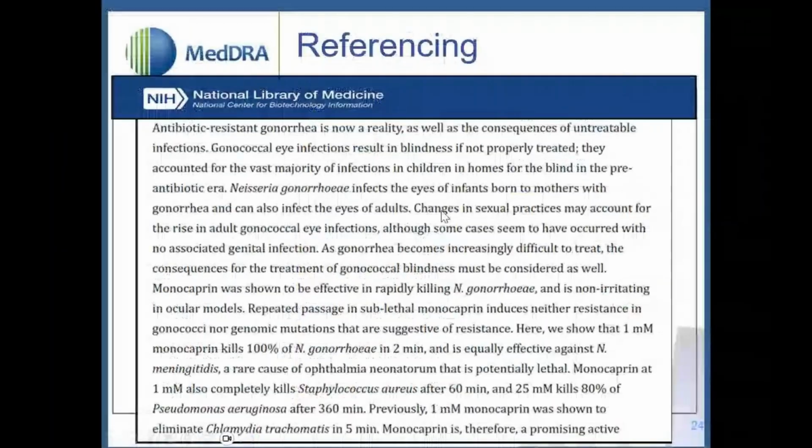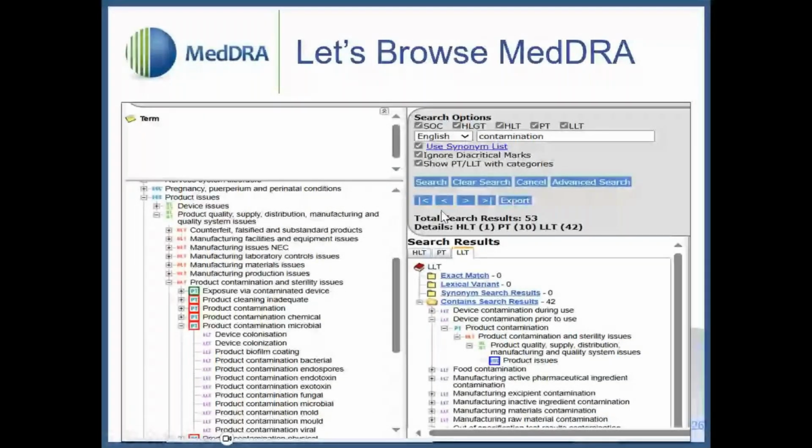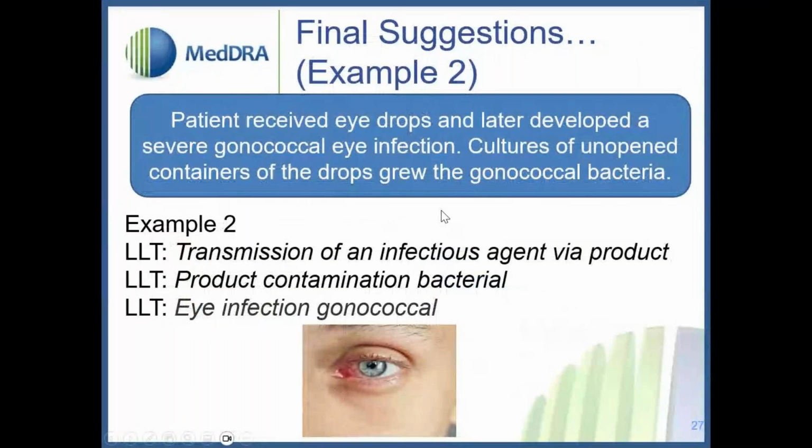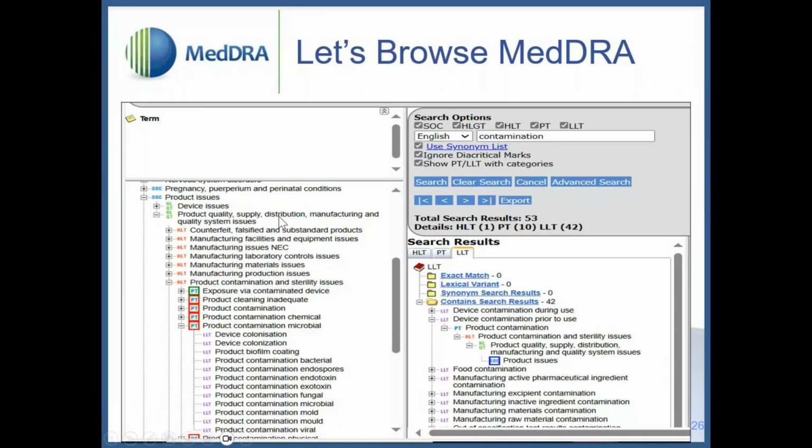Here's the slide after this one. Here's just briefly showing you how we went about looking in the browser by opening the product issue SOC and looking at the specific HLT and looking for our contamination term. So we got that product contamination microbial. Good.